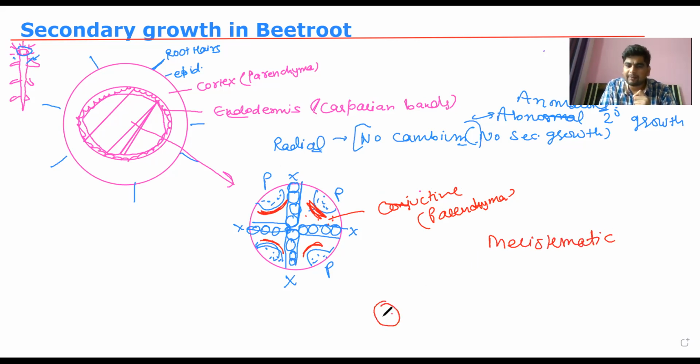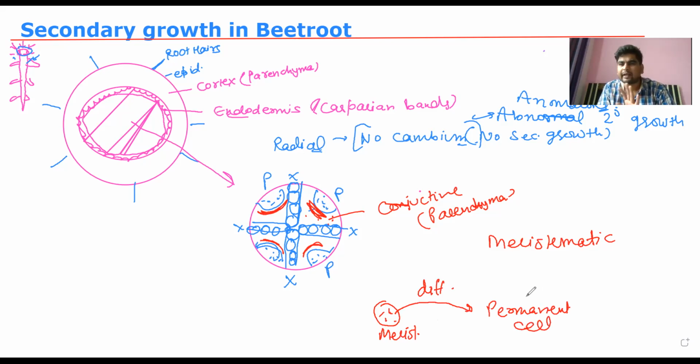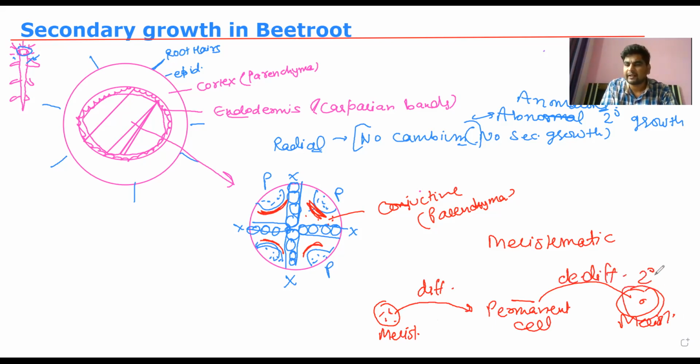Whenever a meristematic cell, a cell which is not divided or differentiated yet, is differentiated, it forms a permanent cell. Permanent means now the cell is differentiated and has attained its function. But in plants, a permanent cell can again become meristematic. This process is called de-differentiation, and the result is called secondary meristem.